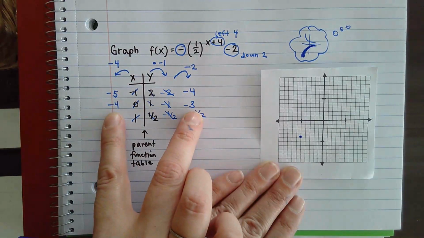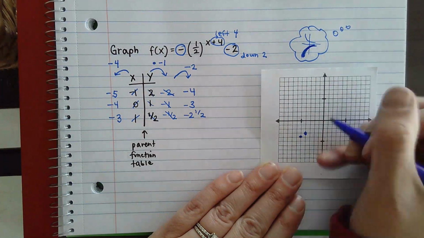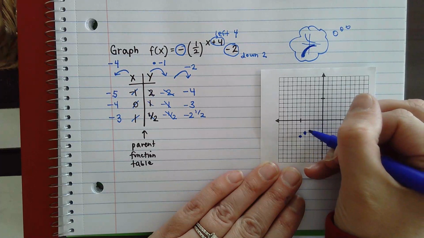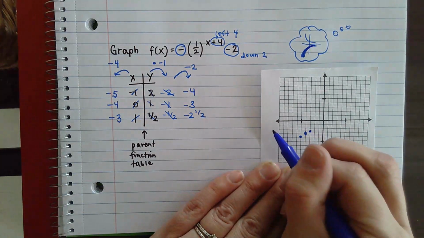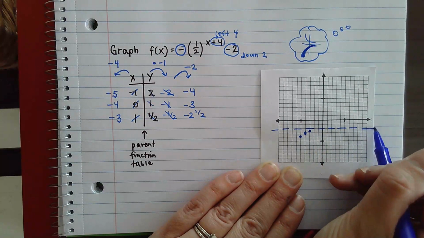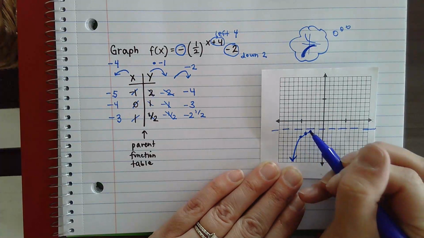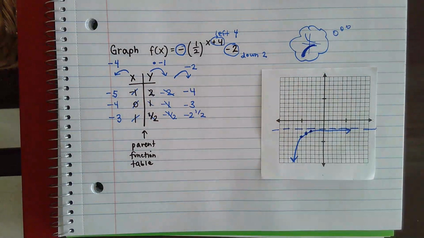My second point, -4, -3. And -3, -2.5. I'm going to put my asymptote at -2. And I'm keeping that shape that I had in my mind so I can sketch it in for my completed decay function that's been reflected graph.